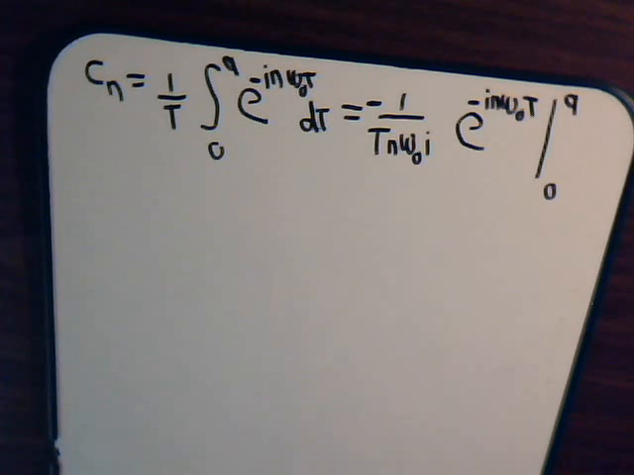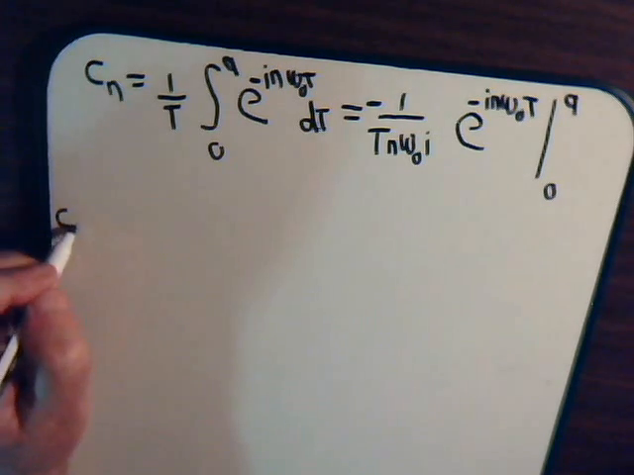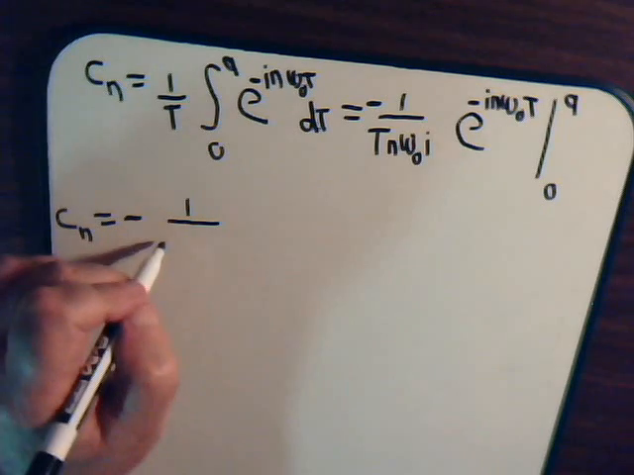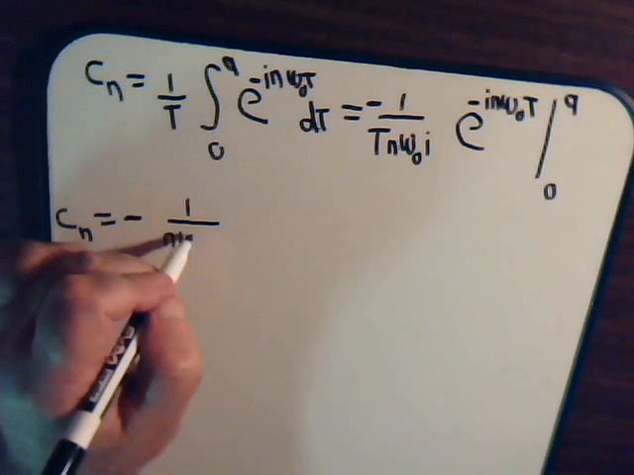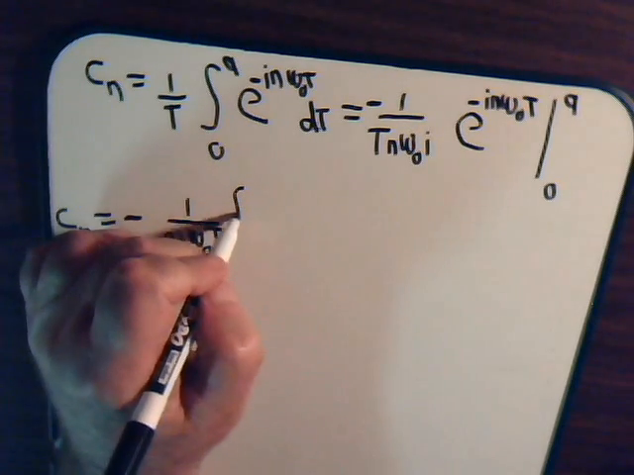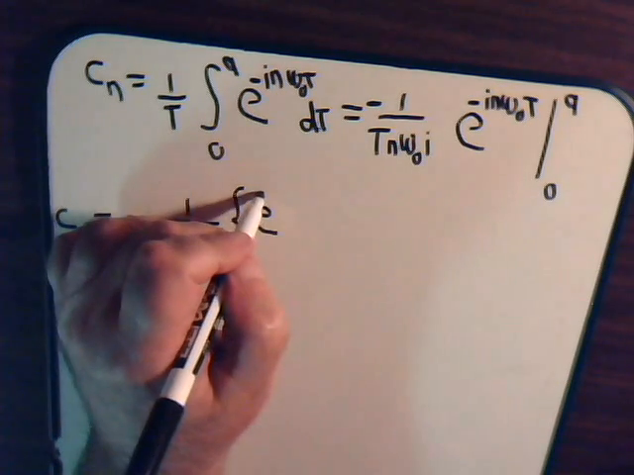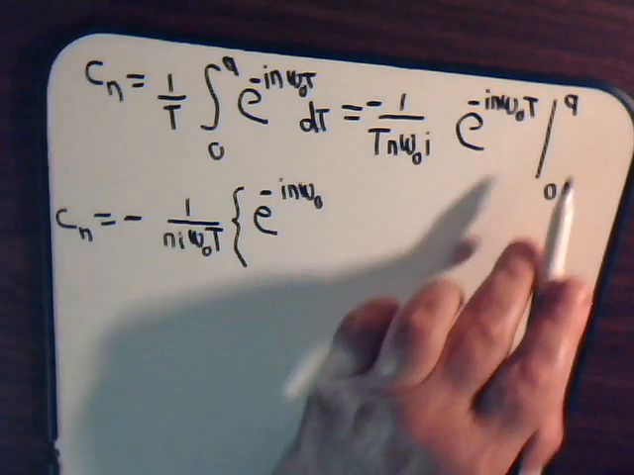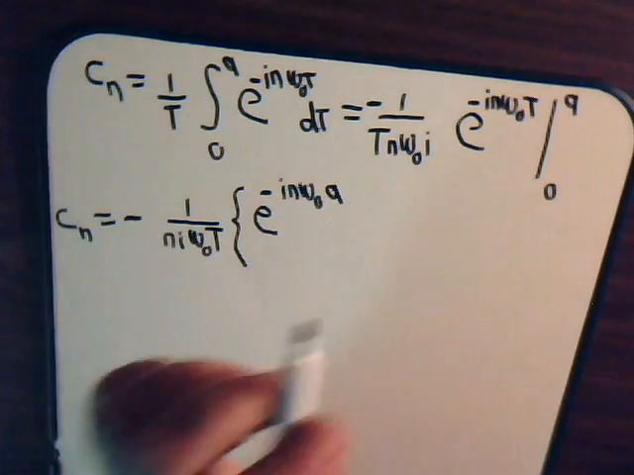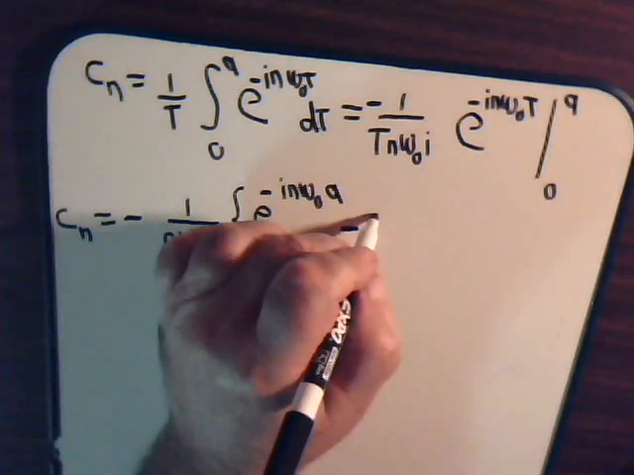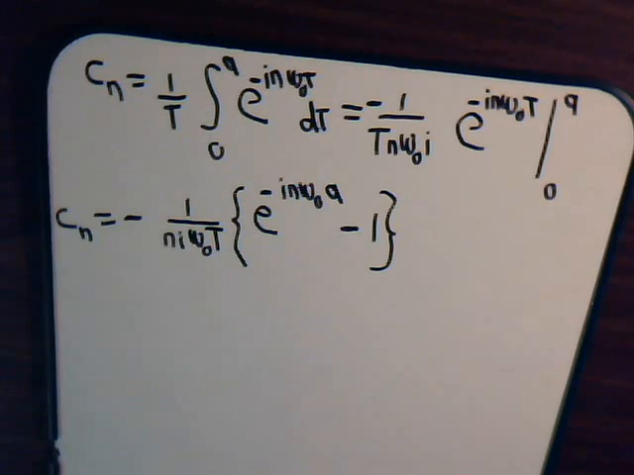So let's put our limits in, and we have c sub n equals minus 1 over i n omega T times e to the minus i n omega, and now we put a in for t. Then we have minus, put 0 in for t, e to the 0 is 1. So there's our expression for c sub n.